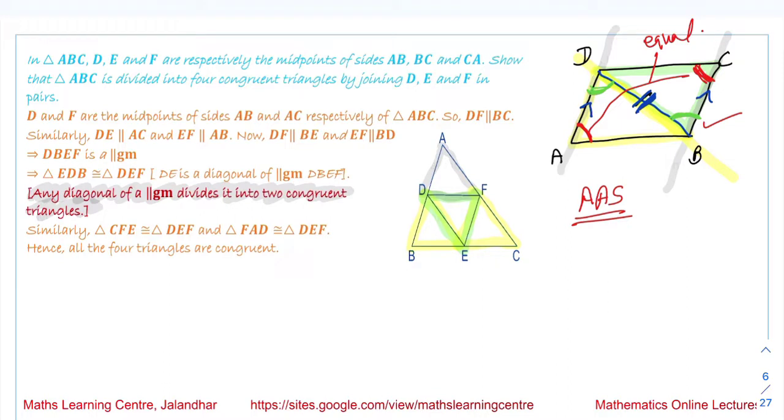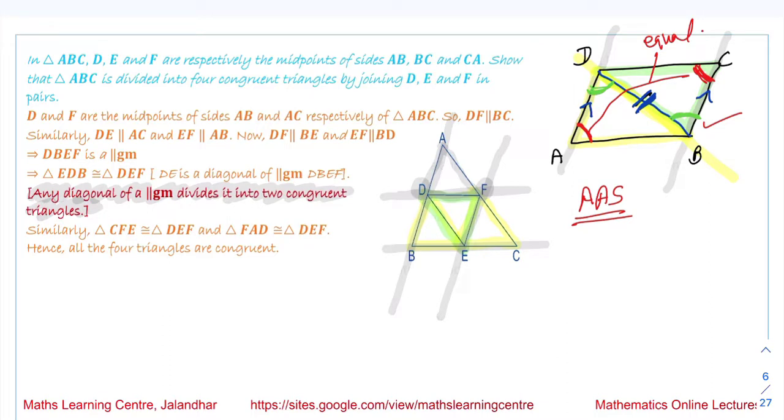Now we come to the proof of this theorem. We are saying that this point D and this point F, these two are the midpoints. So what we get is that this line DF is parallel to BC. Similarly, AD and FC are parallel to each other. These two lines are also parallel to each other.